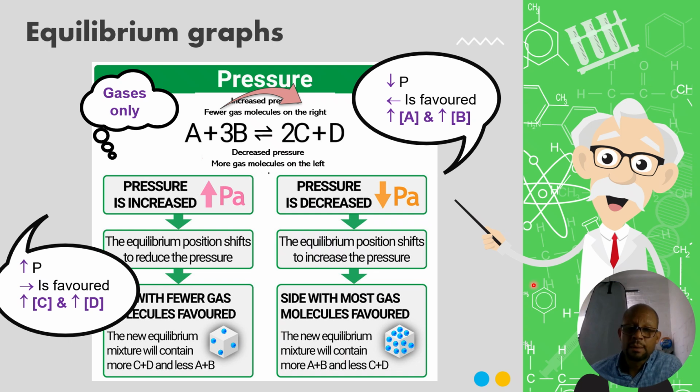And we can summarize this. A decrease in pressure will favor the reverse reaction that will lead to an increase in the concentration of A and an increase in the concentration of B. So that just summarizes the effect of pressure on the equilibrium reaction.